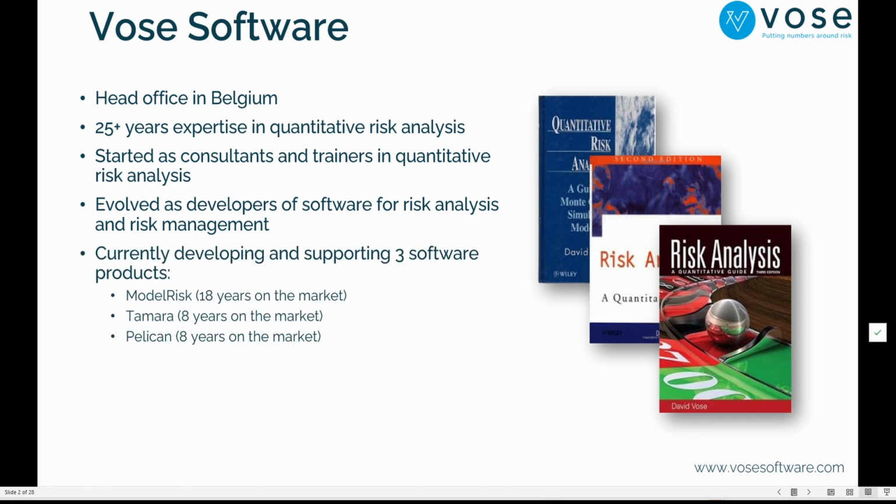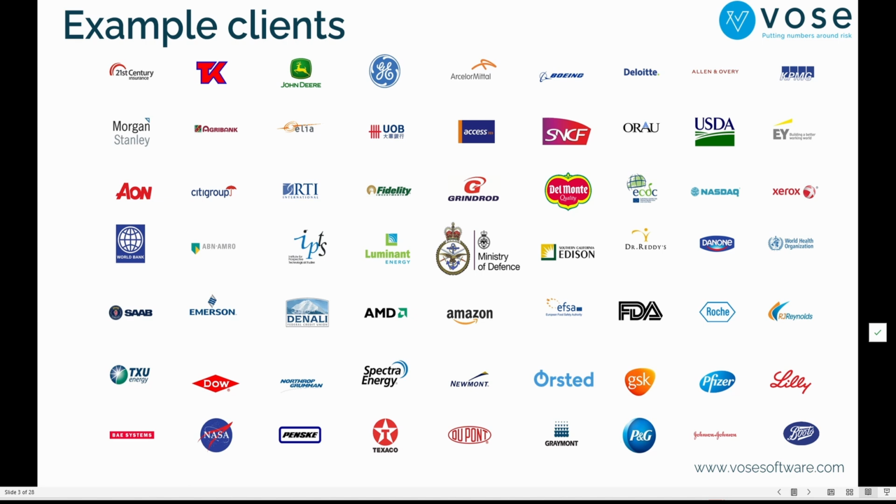Currently, we develop and support three software products. One is ModelRisk, the one we're going to see now, which has 18 years on the market. Then we have Tamara and Pelican, the first one, which adds a probabilistic layer on top of any schedule. So this is for schedule risk analysis, and Pelican, which is an ERM-based platform. And my colleague Timur is going to talk about that.